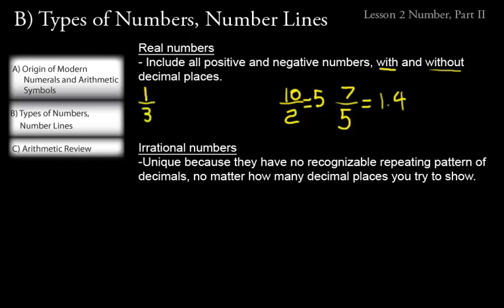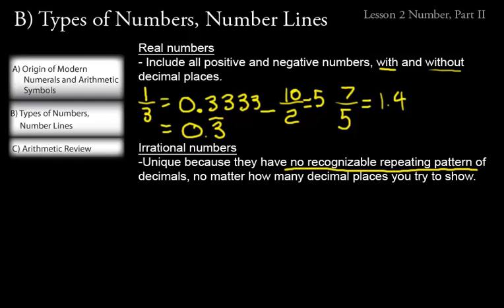Now, what if we had 1 over 3? Well, that would actually be a repeating pattern. It's 0 point, and then that 3 would just repeat on and on and on. And so one way that we describe that repeating pattern is we would just say 0.3 and put a bar over the 3 to say that the 3 is repeating. Now, numbers that don't have a repeating pattern or can't be written as a ratio of integers, we call those irrational numbers. They have no recognizable repeating pattern, no matter how many decimal places you try to show.